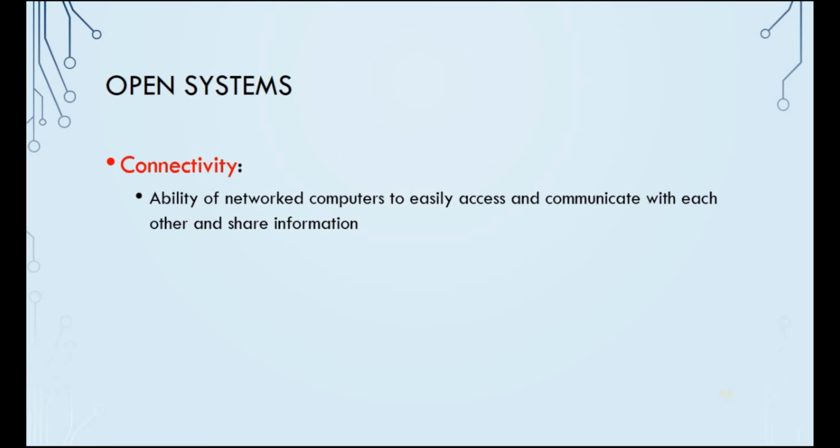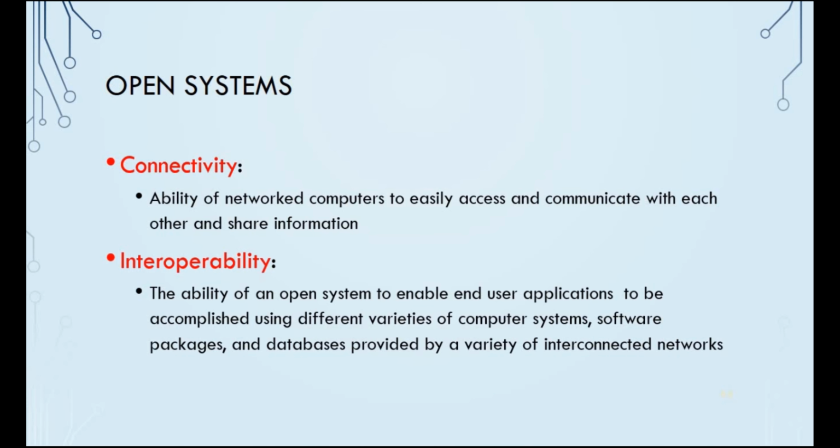Open systems also provide a high degree of interoperability. Interoperability is the ability of an open system to enable end users' applications to be accomplished using different varieties of computer systems, software packages, and databases provided by a variety of interconnected networks. Interoperability ensures that anyone, anywhere on one network can communicate with anyone anywhere on another network.